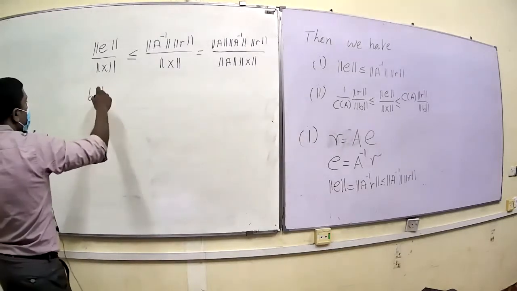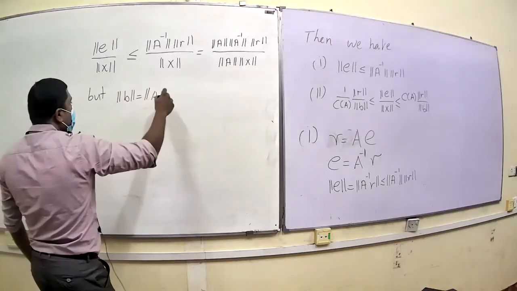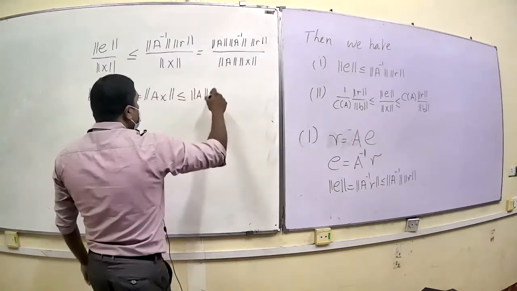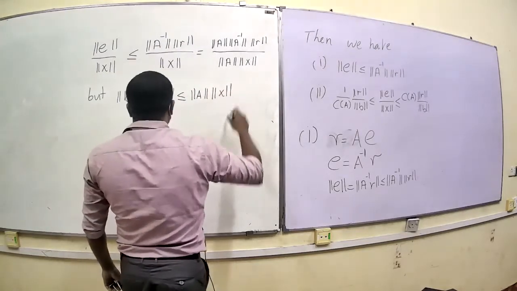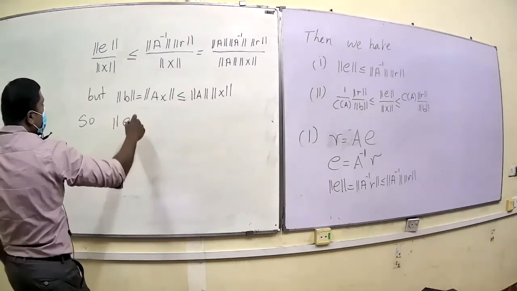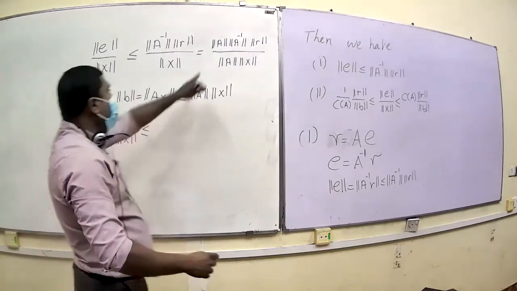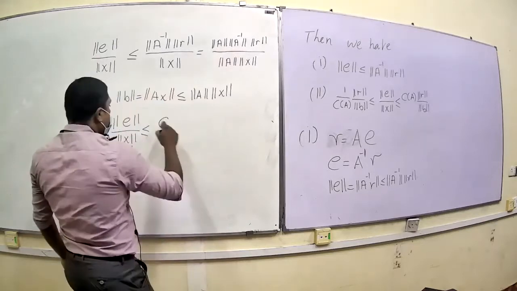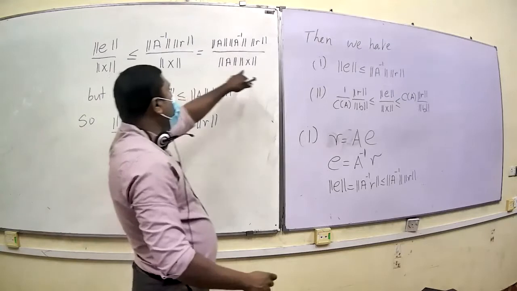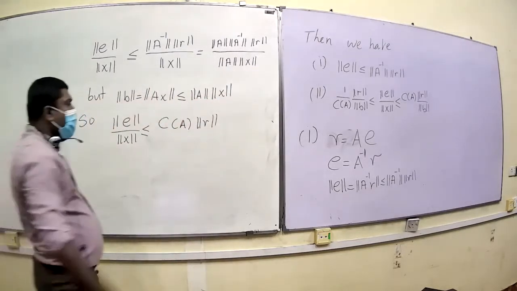But you all know this. B is equal to AX, but that is less than or equal to norm of A times norm of X. So if you combine both of these, you will get norm of E over norm of X is less than or equal to, this is the condition number, norm of R, and this one is less than or equal to 1 upon norm of B. Okay.